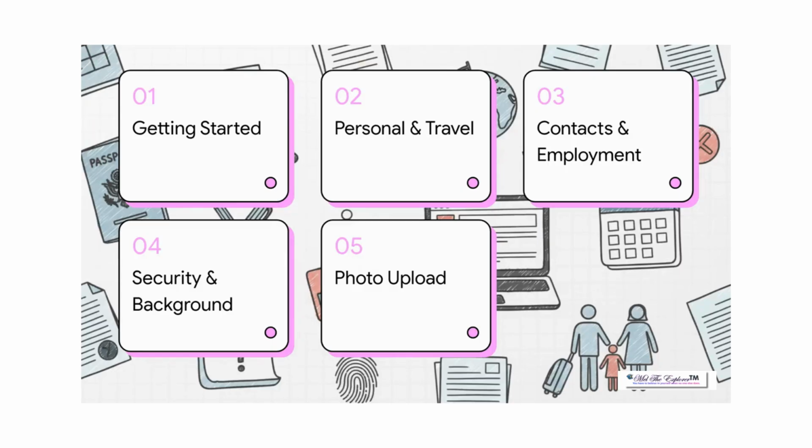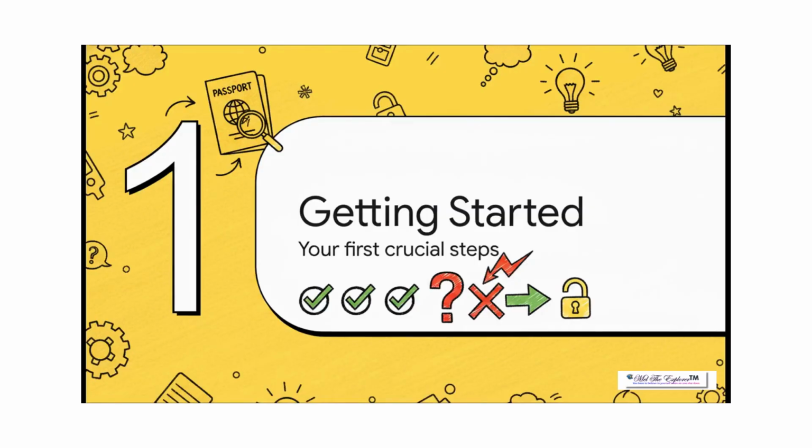So here's our game plan. First, we'll cover just getting the thing started. Then we'll dive into your personal info and travel plans. After that, it's all about your contacts and job history. Then we'll tackle those interesting security questions. And finally, we'll wrap up with uploading your photo. Easy enough, right? Okay, let's get into it.